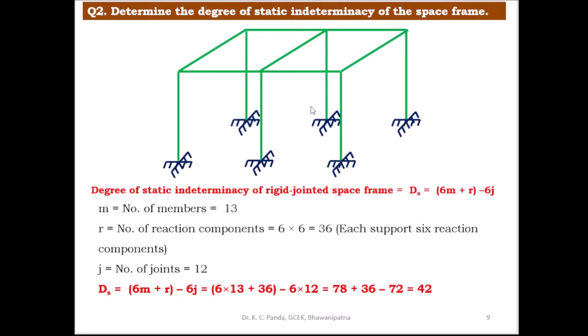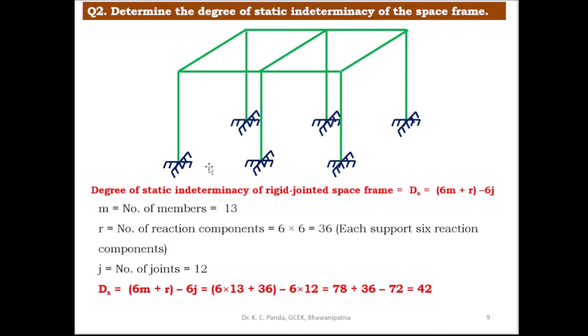Then coming to the second example, determine the degree of static indeterminacy of the space frame. Here this is a two-bay space frame. So these are the supports. At each support there are 6 reaction components. Here there are 6 supports, so 6 into 6, that is equal to 36. The total number of reaction components is equal to 6 into 6, that is equal to 36. And these are the vertical members and these are the horizontal members. Then count the total number of members: 1, 2, 3, 4, 5, 6, 7, 8, 9, 10, 11, 12, 13. So the number of members is equal to 13.